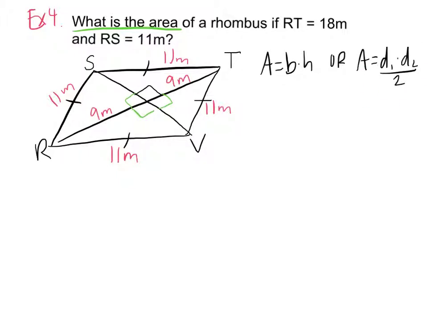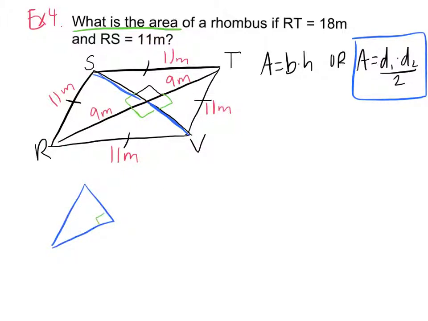I would probably choose this one because they've given me one diagonal, and I know that I can find this piece or this piece, because they're the same, using the Pythagorean theorem. So that's going to be my choice. I'm going to use diagonal 1 times diagonal 2 divided by 2. That doesn't mean that this is impossible. You could definitely do that, but I'm going this route. I'm going to start by taking this right triangle out and redrawing it. So here's my right triangle. This is labeled as a right angle. This is 9 meters, this is 11 meters, and this is the side I'd like to find.